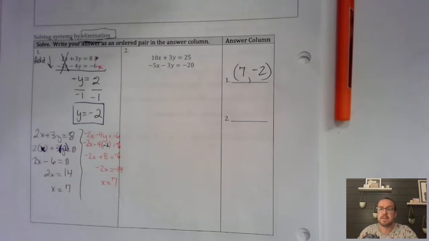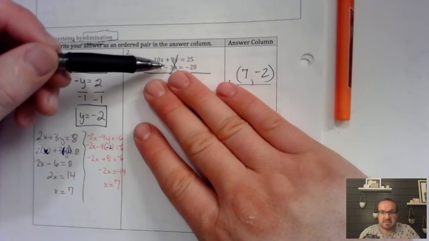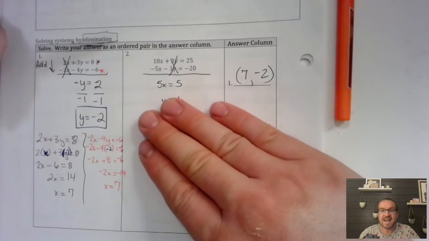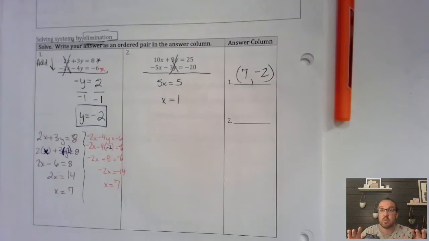If you're here so far, we saw that we could cancel out the y's. That left us with 5x equals 5 and x equals 1. Now we need to find y. Go ahead, if you haven't done so, pause the video and let's find out.